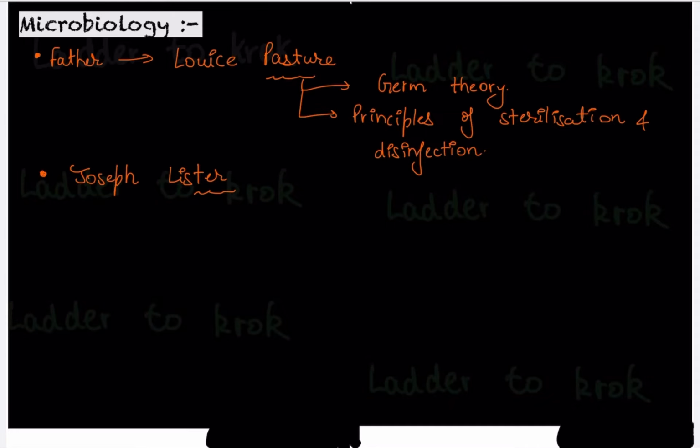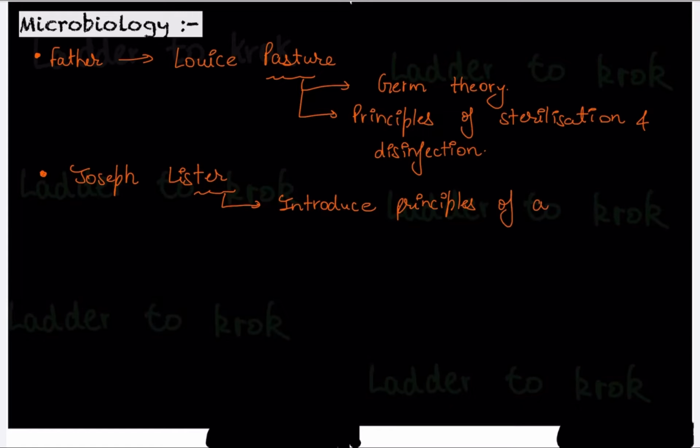Okay, so the second name in the list is Joseph Lister. Remember, he introduced principles of asepsis. Asepsis means on some surfaces or at some place there is no microorganism present. So asepsis in surgery.